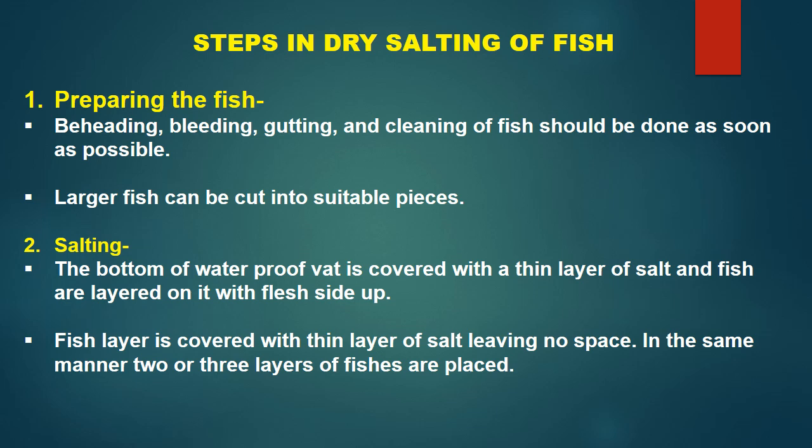The second step is salting. Here the bottom of a waterproof vat is covered with a thin layer of salt. So whatever crate or container we use, at the bottom there should be a layer of salt. Over that a layer of fish should be kept where the flesh part, the open part, should be upwards. Now over this fish again a layer of salt should be applied and then the next layer of fish can be kept. So like that we can have 2 or 3 layers of fish with alternate fish and salt. Next we will continue further about this salting step.